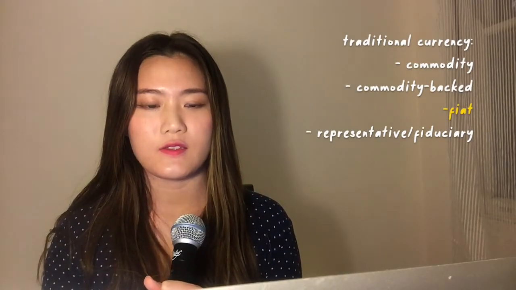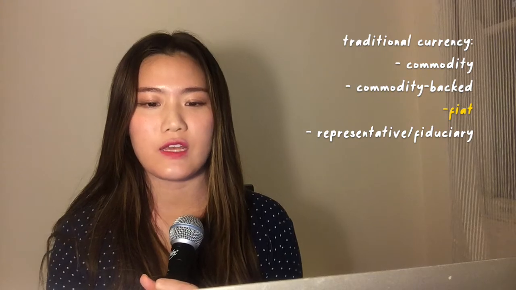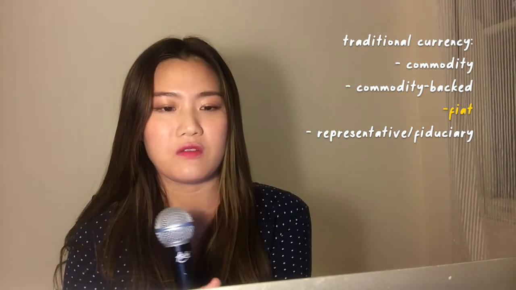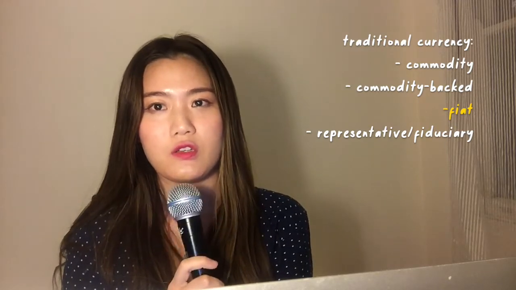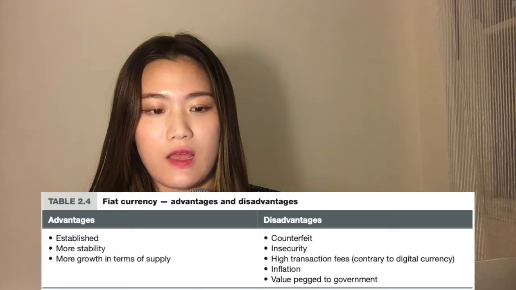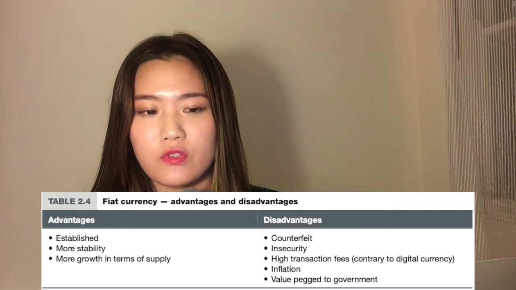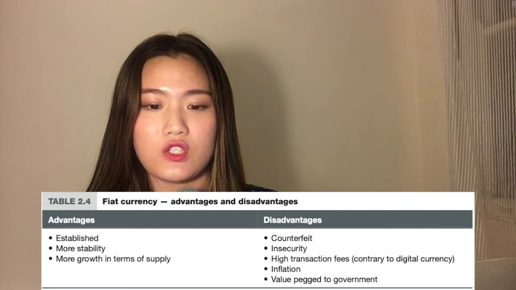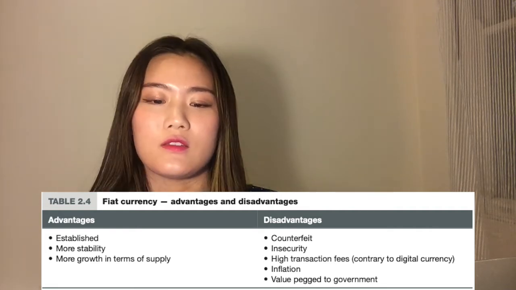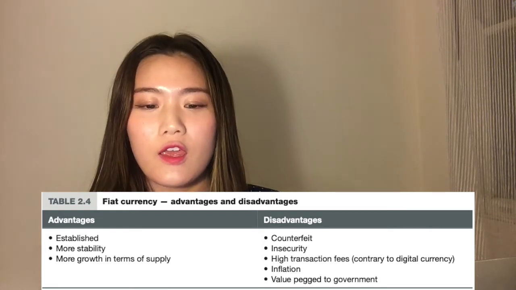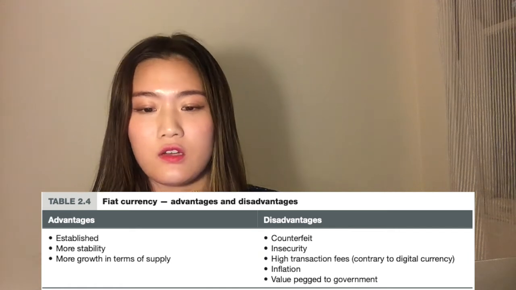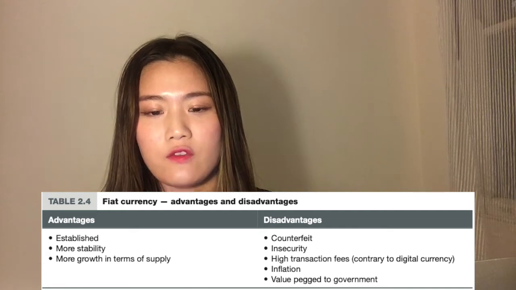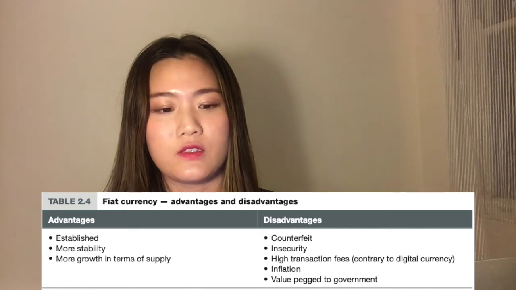Fiat currency is issued by a government as a legal tender, and it is not backed by a physical commodity. So I guess fiat currency is like what we use, the Australian dollar. The advantage is it's established, it is more stable and has more growth in terms of supply. The disadvantage, it can be counterfeited, it's insecure, it has high transaction fees, contrary to the digital currency. It has inflation and the value is pegged to government.